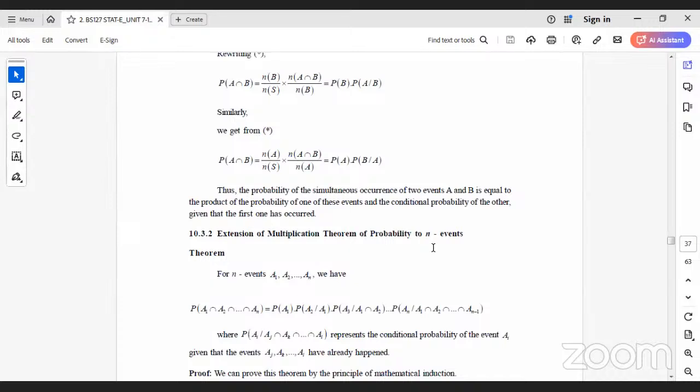Extension of the multiplication theorem of probability is the most important one in your annual examination. Theorem: for any events A1, A2, A3, and so on, An, we have P(A1 intersection A2 intersection A3 intersection and so on An) = P(A1) into P(A2 by A1) into P(A3 by A1 intersection A2), and so on, taking A4 given A1 intersection A2 intersection A3, continuing like that.